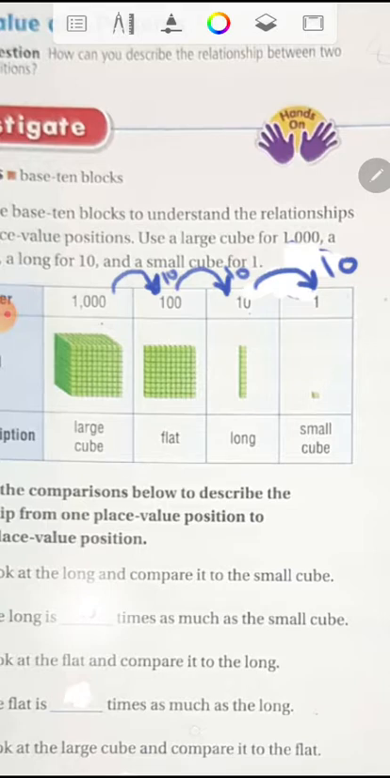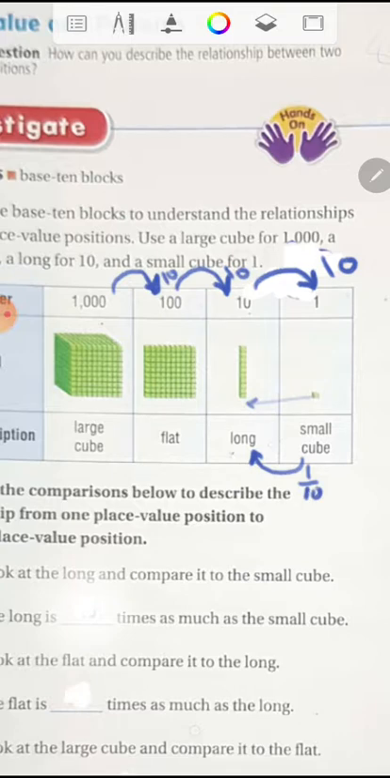What about the digit and the digit after it? What is the relationship? Look at this small cube. This small cube is one part of 10 parts in the long. So the relationship between the small cube and the long after it tells me that each small cube is one part of 10 parts. This will remind you of fractions. So one part means 1 over 10. One part of 10 parts, okay?